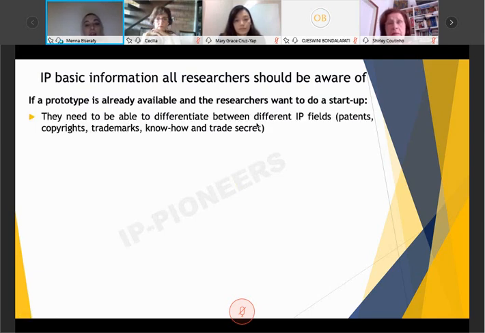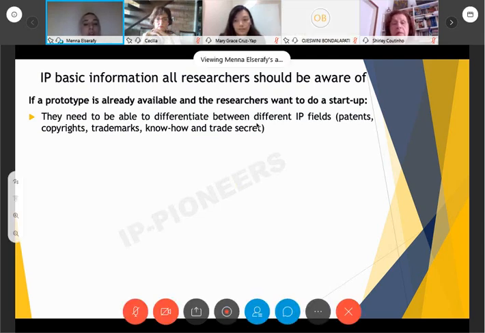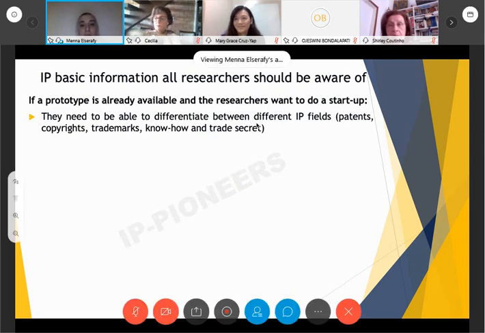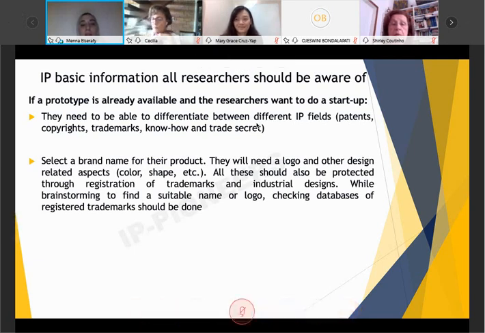Other information that researchers should know is that if a prototype is already available, like I have a prototype in the lab and I want to do a startup, I need to know very well the difference between different IP fields. What can I protect under patents, and what can I protect under copyrights? What can I protect under trademarks, and the know-how and trade secrets? Each of the IP fields is something that I should really be aware of before starting to transform my process into a market product.